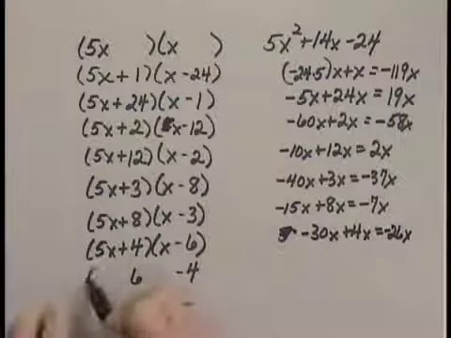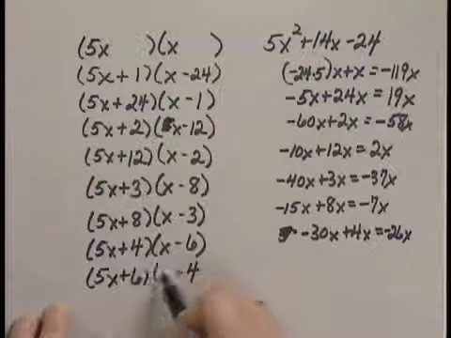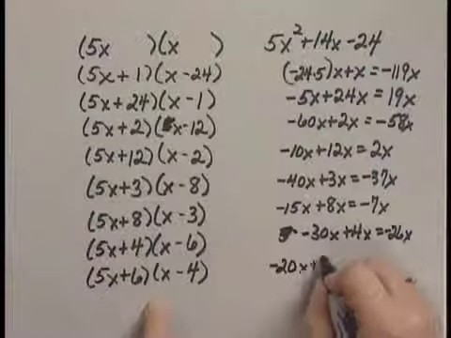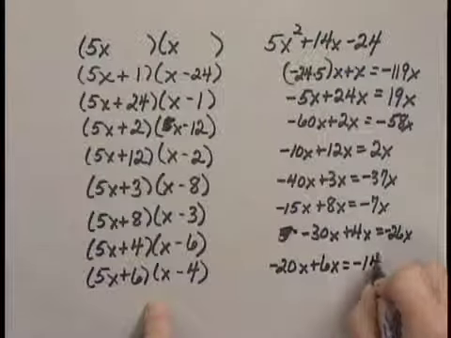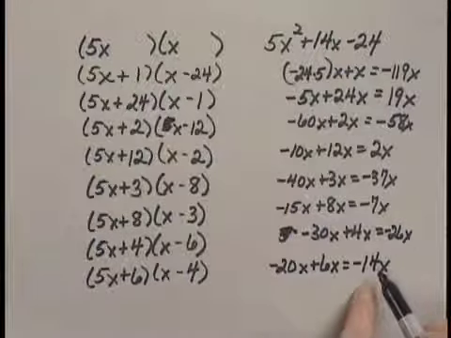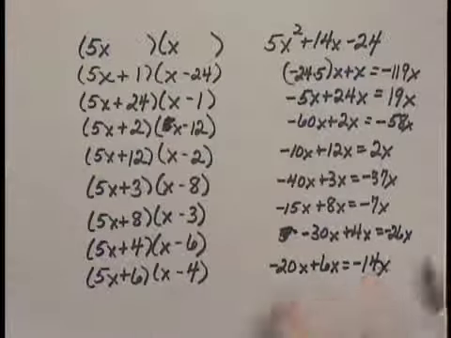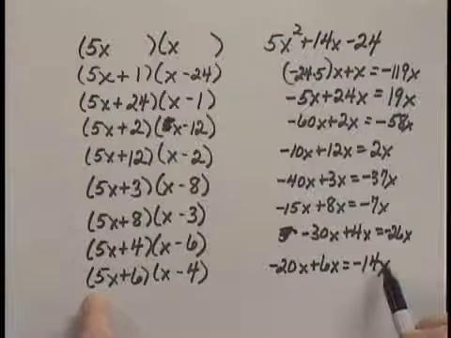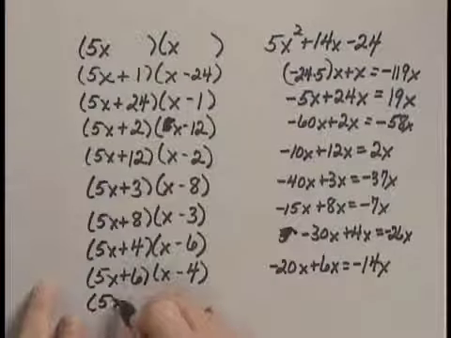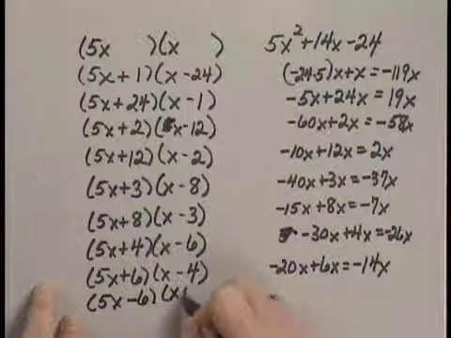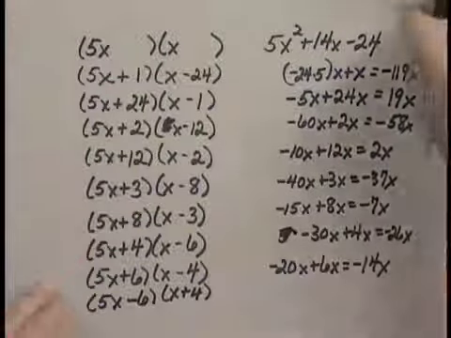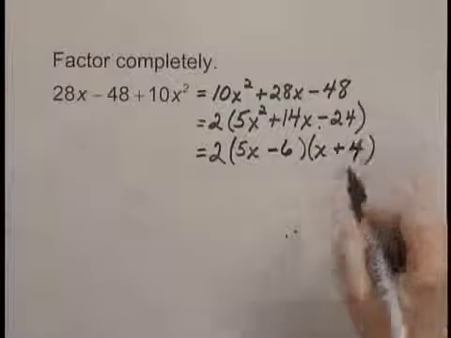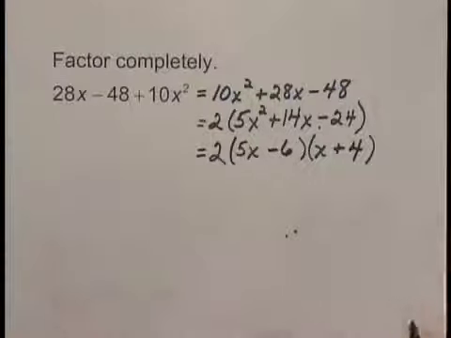I hope the last one works. 5x plus 6, x minus 4 gives me negative 20x plus 6x, which is negative 14x. It's not exactly right, but I know I've got the right one here, just about. Since 5x plus 6 times x minus 4 gives me a middle term of negative 14x, 5x minus 6 times x plus 4 should give me the right middle term. I'm going to write that in here, and then I'm going to check it because I did a lot of work there switching signs and stuff.